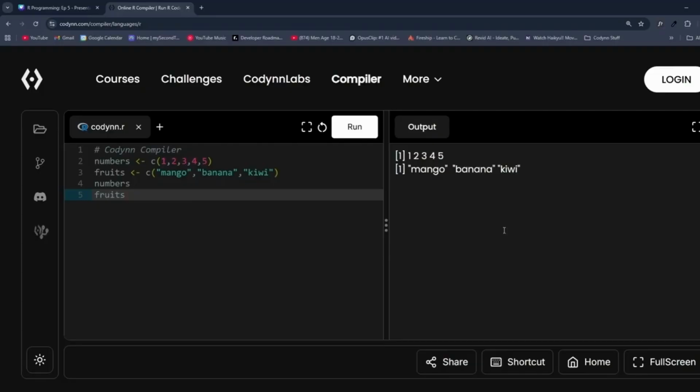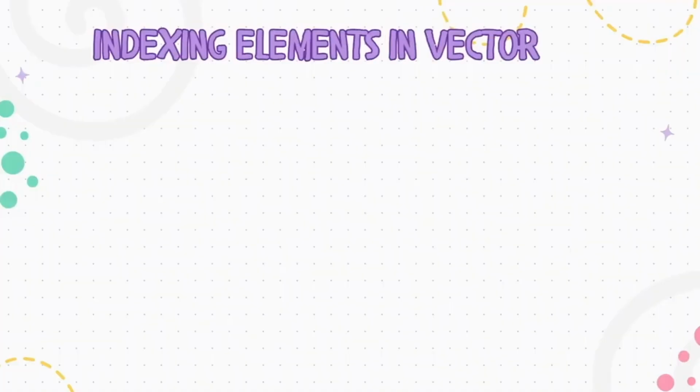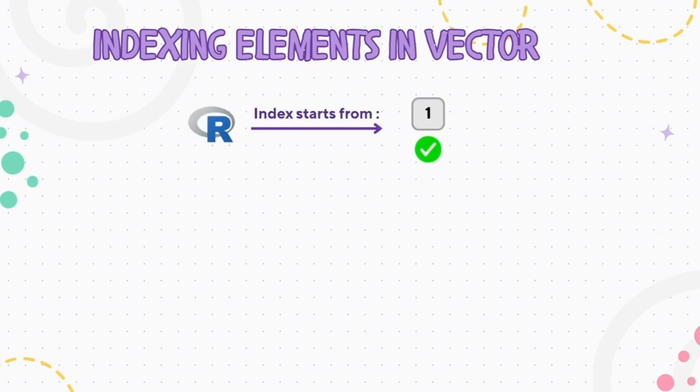Now, before we start working with vector operations, let's actually discuss indexing elements first, which is very important. So let's head on over to our slides. So indexing elements inside of a vector. Now, once we have a vector, we often will need to access individual values of the vector. In R, indexing of elements in a vector starts from 1 and not 0, unlike most programming languages, which is a common detail that beginners might miss.